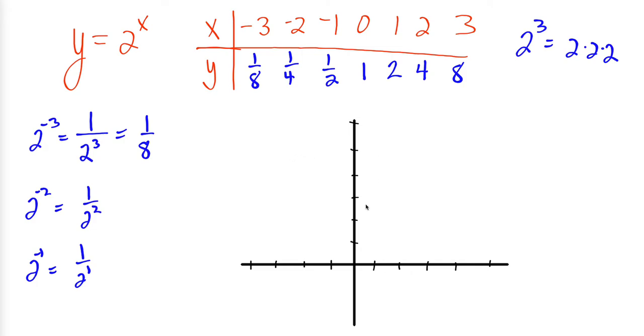Okay, now we're going to put these on the graph. And I don't think my graph goes high enough. 1, 2, 3, 4. I can't go up to 8 because I only went up to 6. So 8 would be like up here. 1/2, 1/4, 1/8.